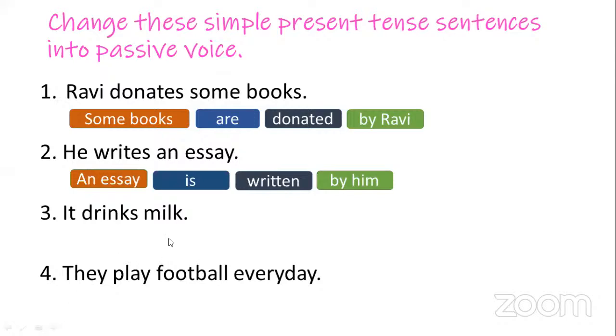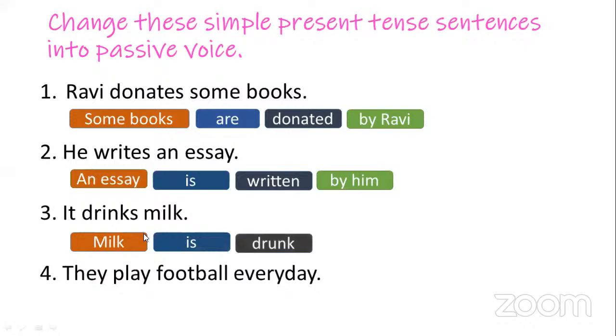It drinks milk. Milk is a singular noun. It's an uncountable noun. So milk is drunk. The past participle form of drink is drunk. Milk is drunk by it.